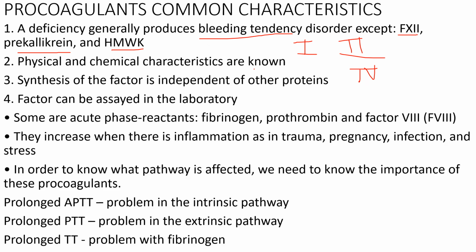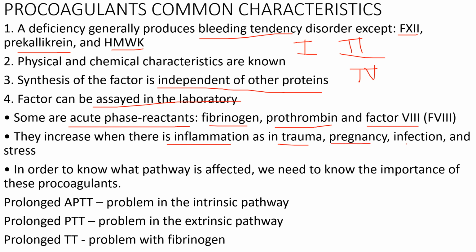Physical and chemical characteristics are known. So the coagulation factors' physical and chemical characteristics are known. Synthesis of the factor is independent of other proteins. Factor can be assayed in the laboratory. Some of these coagulation factors are acute phase reactants, such as your fibrinogen, prothrombin, and factor 8. They increase when there is inflammation, as in trauma, pregnancy, infection, and stress.